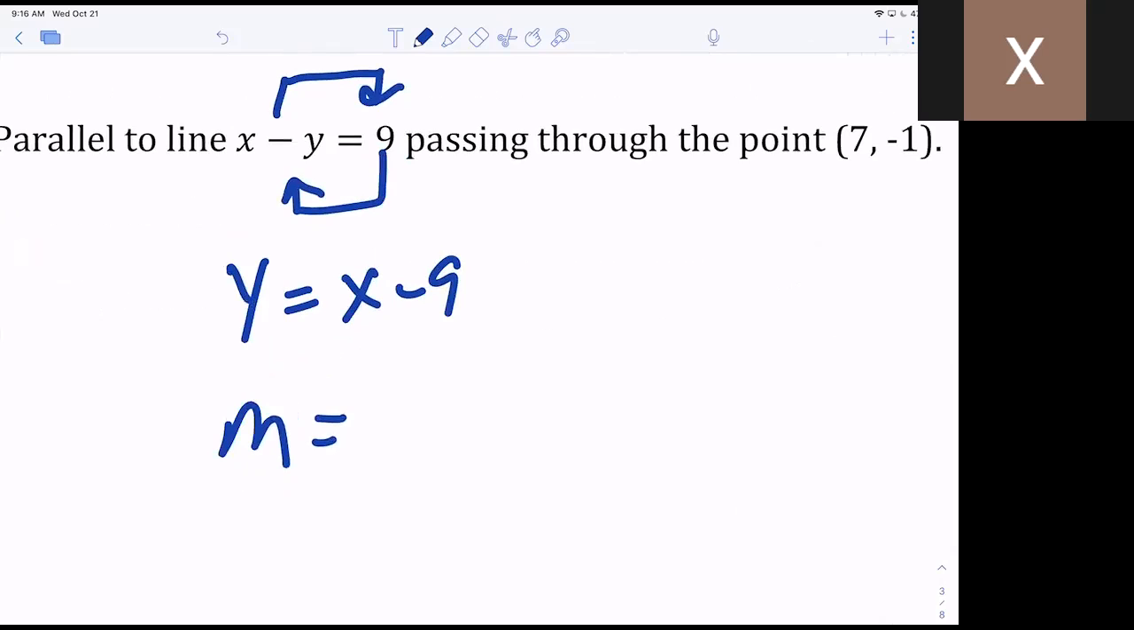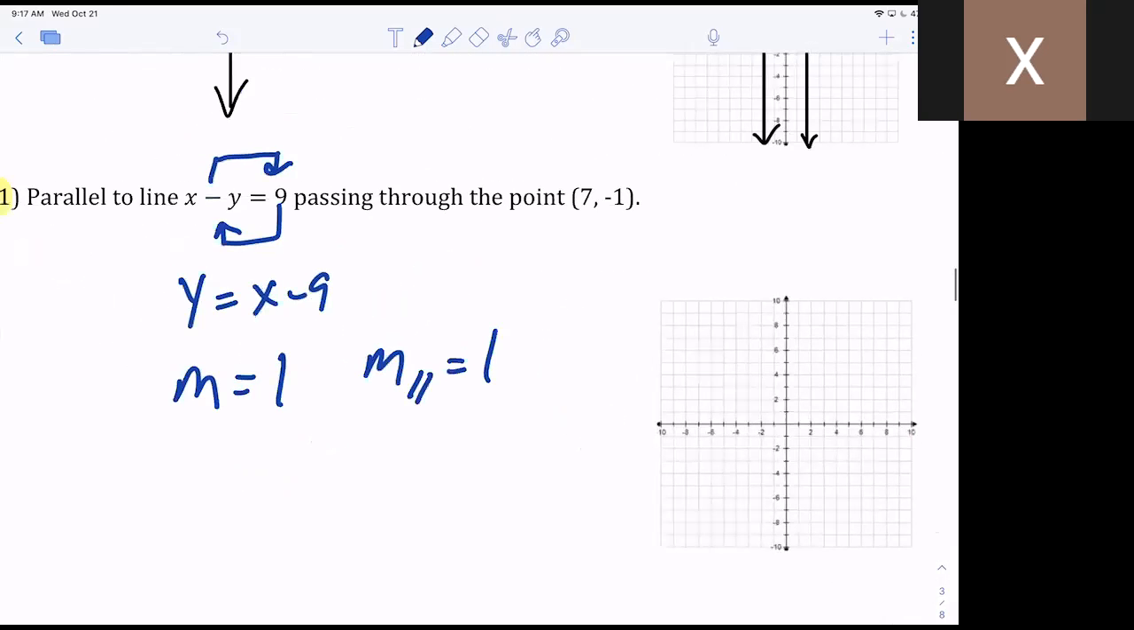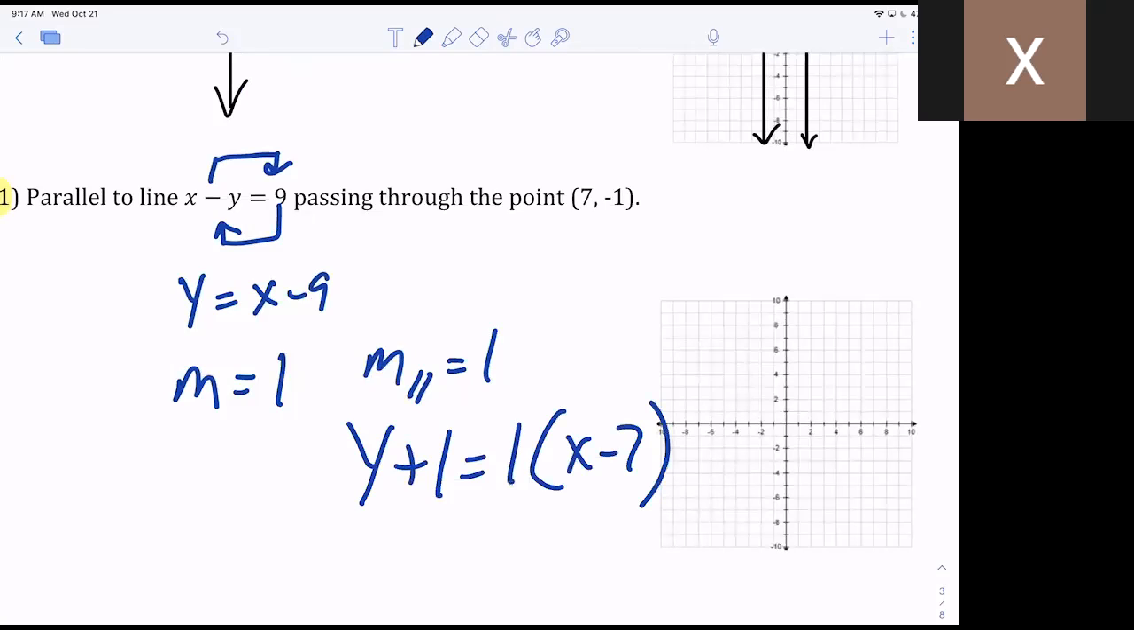What's the slope of that line? What's the number in front of the x? 1. That's the slope. So what's the slope of the parallel line? 1. So y plus 1 equals 1 times x minus 7. Right? Simple. Do you agree? Yeah. Simple, simple. Don't forget, numbers in front. If there is no number, it's a 1.